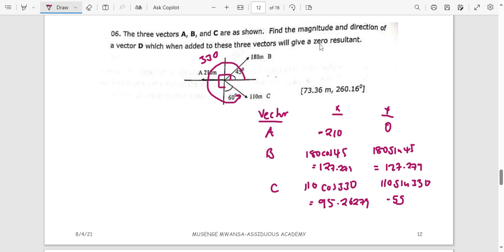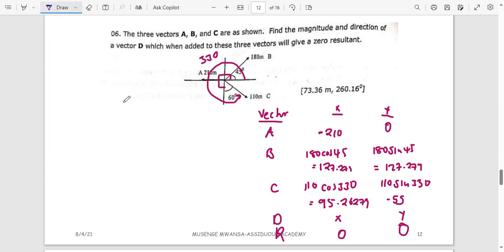And then find the magnitude and direction of a vector D. So we have got a vector D, but we don't know the x component of D. We don't know the y component. But the thing is that if we have got D and we add A, B, C, D, the resultant should be 0. The meaning of that is that the x component of the resultant should be 0 and the y component of the resultant should be 0. Simple English.